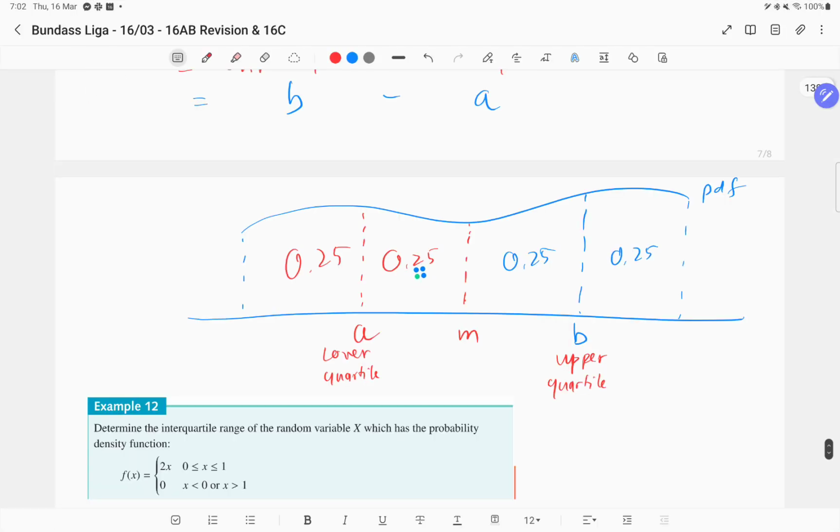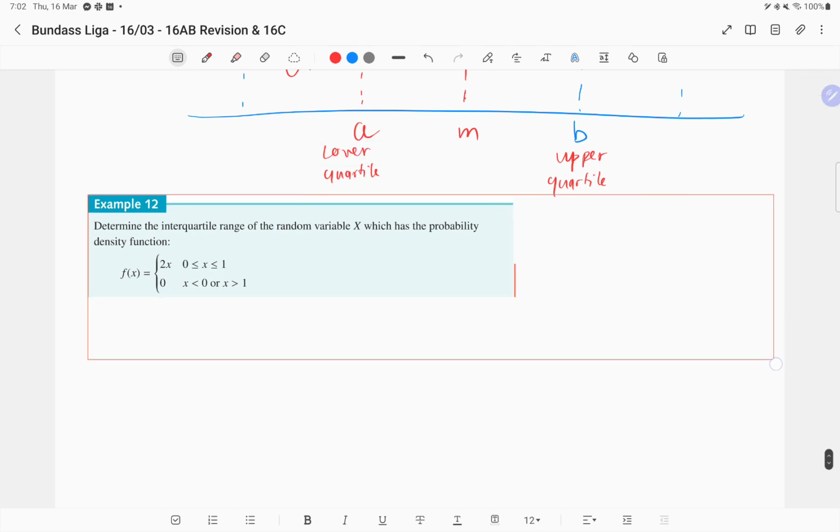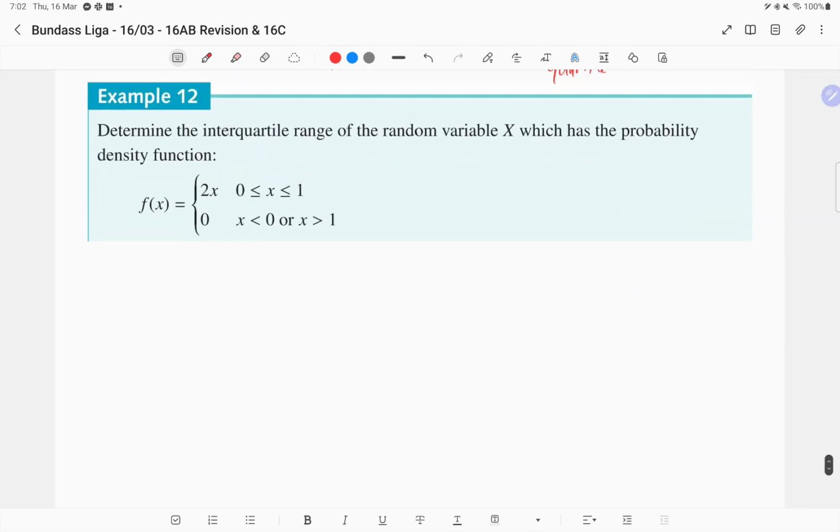Okay, so first we'll calculate the lower quartile. How do we calculate the lower quartile? What do you guys think? The area to the left of that is 0.25. Any idea? Make the area equal 0.25. Yes, area equals 0.25, that's the right idea, but area from where to where?